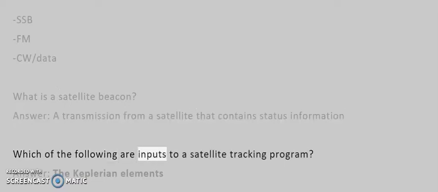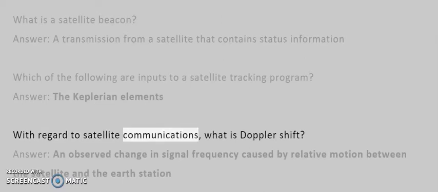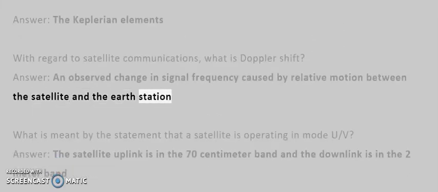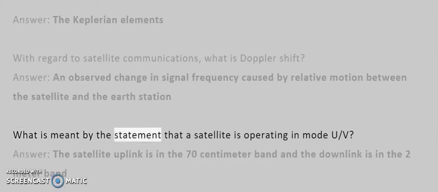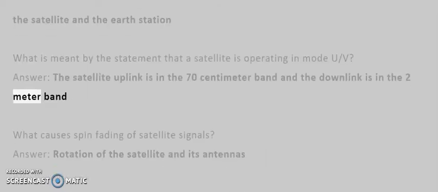Which of the following are inputs to a satellite tracking program? Answer, the Keplerian elements. With regard to satellite communications, what is Doppler shift? Answer, an observed change in signal frequency caused by relative motion between the satellite and the Earth station. What is meant by the statement that a satellite is operating in mode U/V? Answer, the satellite uplink is in the 70 cm band and the downlink is in the 2-meter band.